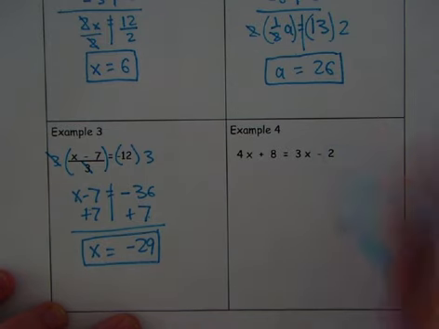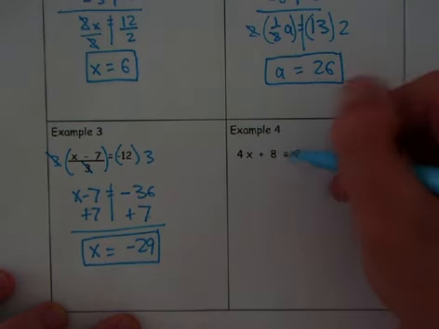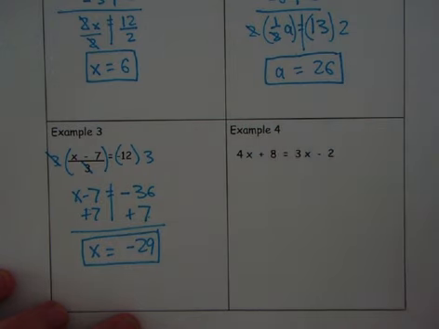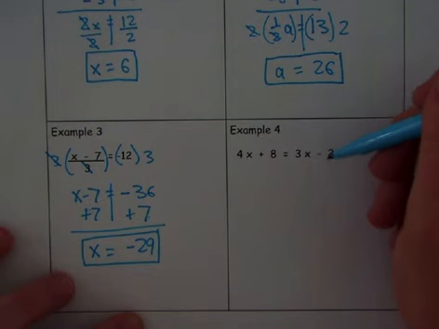Finally, example 4. 4x plus 8 equals 3x minus 2. Now this one's a little bit different because all of a sudden we have an x on this side and an x on this side. So you got to decide what you're going to work on first.